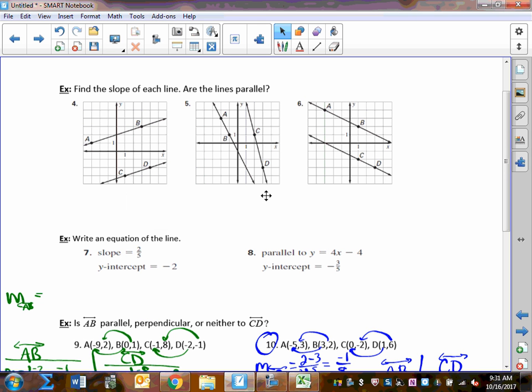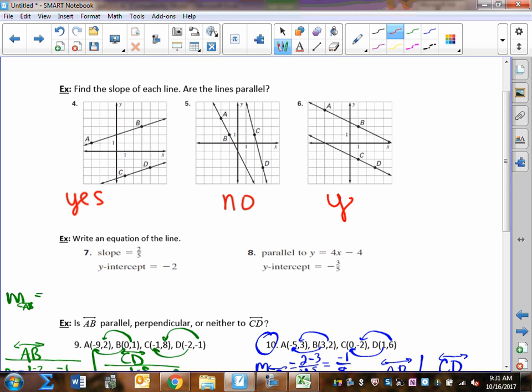Alright, number 4, what do we get? Yay or nay? Yes, good. 5? 6? Yes. Now these pictures were a little obvious. It won't always be that way, but good. Alright, number 7, what was my equation? Good, that one should have been easy and straightforward.